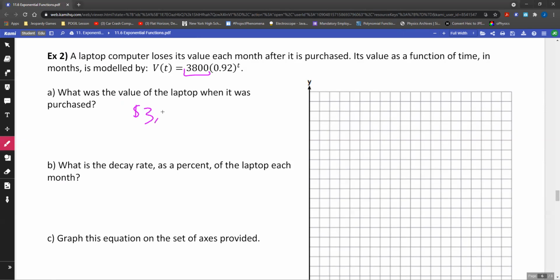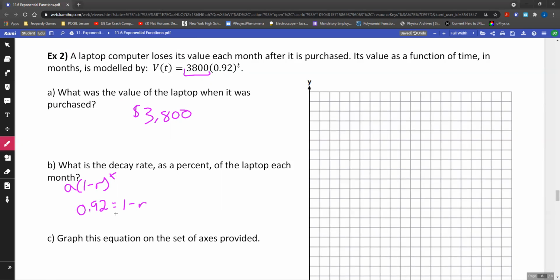So it was initially $3,800. They want the decay rate. Because this is the decay rate, this is going to be basically modeled by this equation. So the 0.92 is the 1 minus r that we have in the exponential decay.